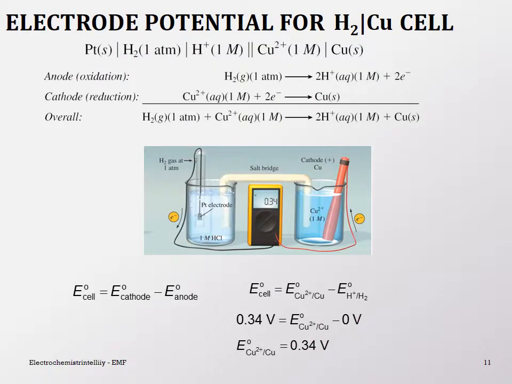Now let's look at another reaction here. For example, this is for a hydrogen and copper cell. In this case, hydrogen becomes your anode. In the previous reaction with the zinc, hydrogen was the cathode, but now it is actually the anode and copper is the cathode. How did we determine that?